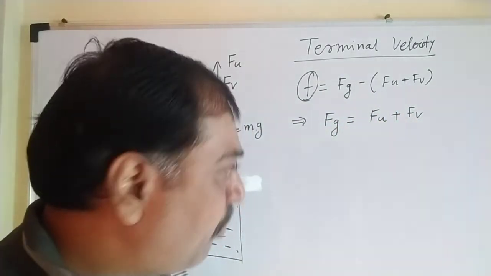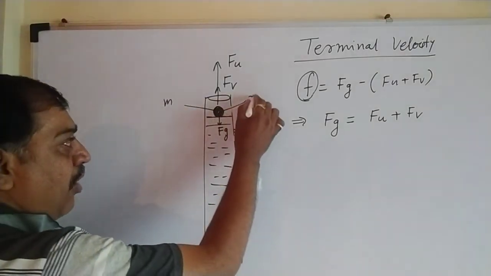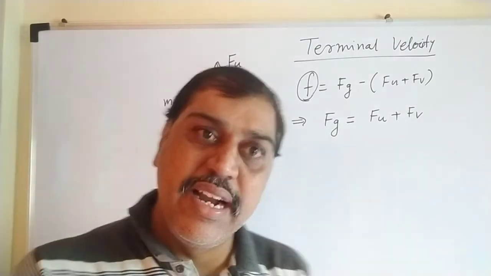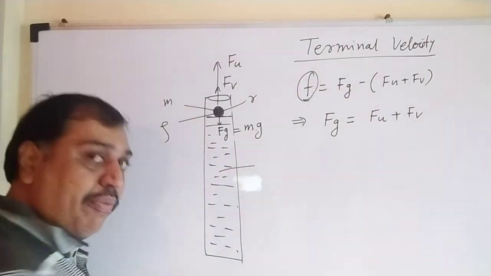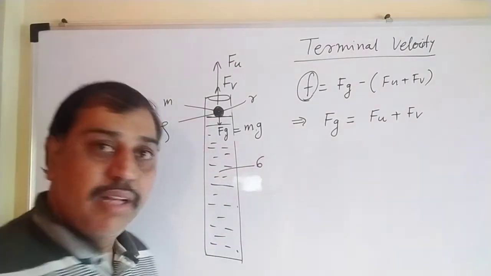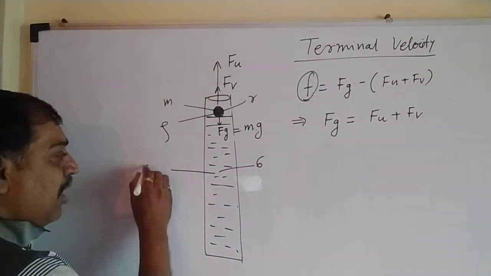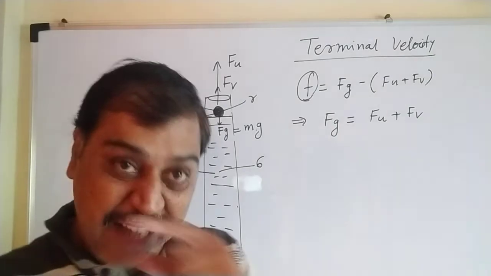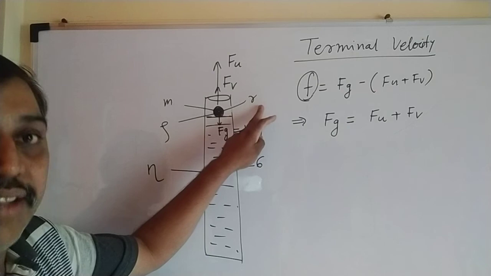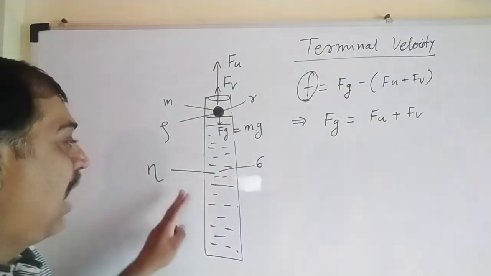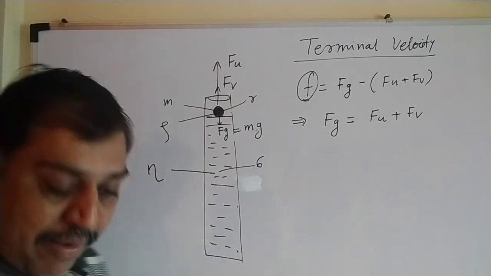Before going into detail, let us consider a sphere whose mass is m, radius is small r, and density is rho. The liquid has a density sigma and coefficient of viscosity eta. Let's assume these factors: a sphere having mass m, density rho, and radius r, going through a liquid which has density sigma and coefficient of viscosity eta. Now let's go further.